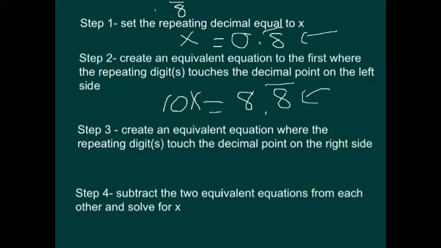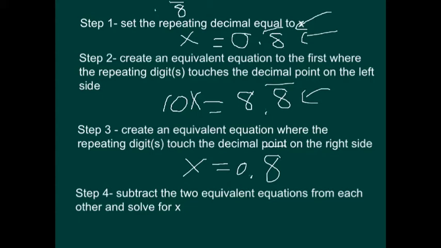Now step 3 says to create an equivalent equation where the repeating digits touch the decimal point on the right side. So if we go back to the original equation, it just happens that in this case, when a single number repeats following the decimal point, like 0.8 repeating or 0.3 repeating or 0.4 repeating, you're going to rewrite the original equation.